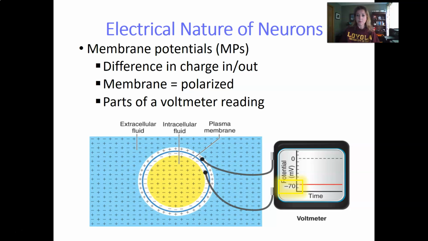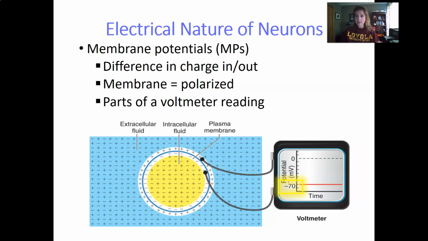So if you take a look at our picture down here, you can see that one of the electrodes, like I mentioned before, is measuring the potential outside of the cell membrane, while the second one is measuring the charge inside of the cell membrane. And then our voltmeter is going to subtract them, and in this example, we are getting an electrical difference of negative 70 millivolts. So here's what that means.